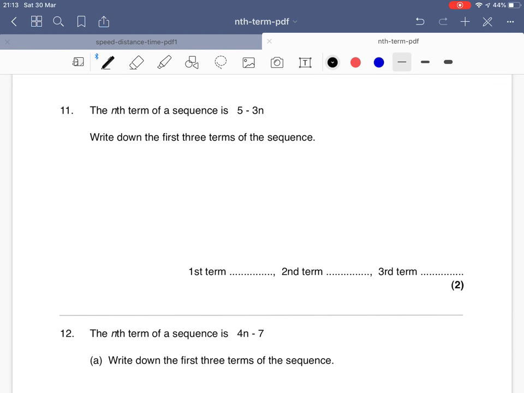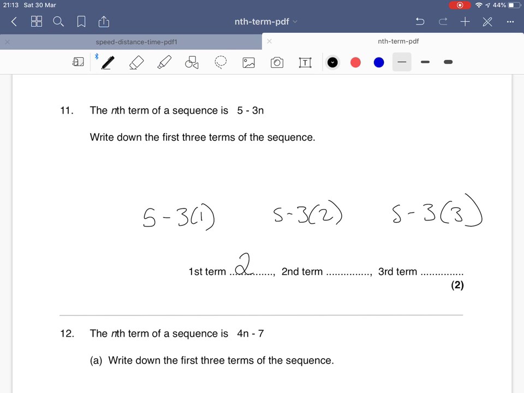The nth term of a sequence is 5 minus 3n. Write down the first three terms. So we're going to replace n with 1, 2, and 3. So we've got 5 minus 3 times 1, 5 minus 3 times 2, and 5 minus 3 times 3. So 5 minus 3 times 1, so 3 times 1 is 3. 5 minus 3 is 2.